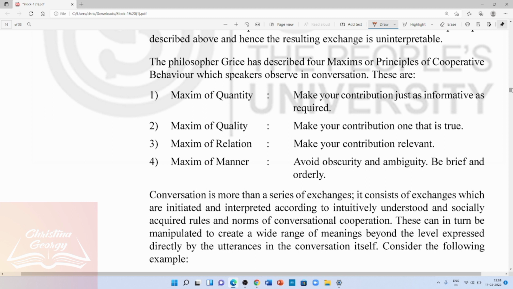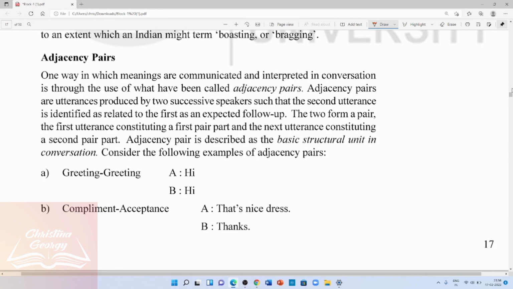Have you noticed that very often conversations start off with greetings? If A says hi, B says hi. So this could be considered as an adjacency pair. One way in which meanings are communicated and interpreted in conversation is through the use of what we call adjacency pairs. Adjacency pairs are utterances produced by two successive speakers such that the second response is identified as related to the first as an expected follow-up.